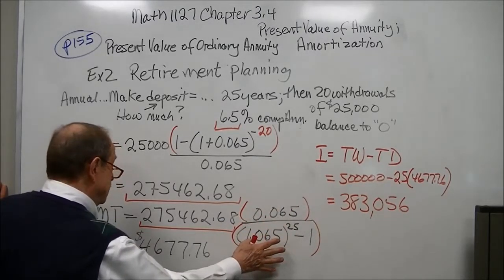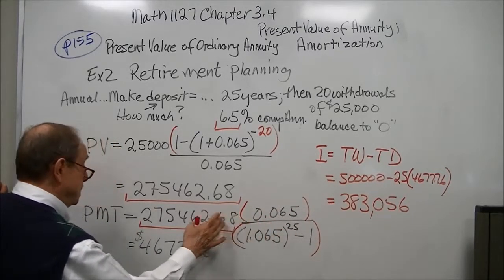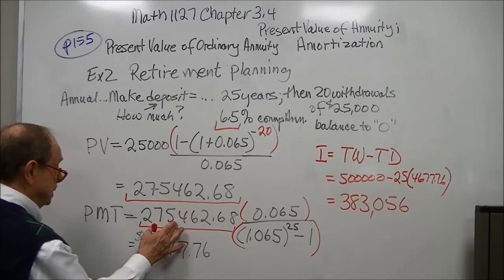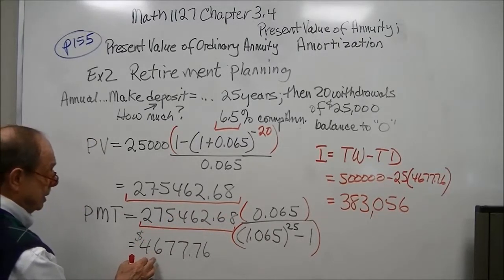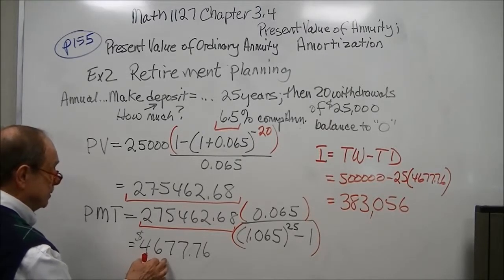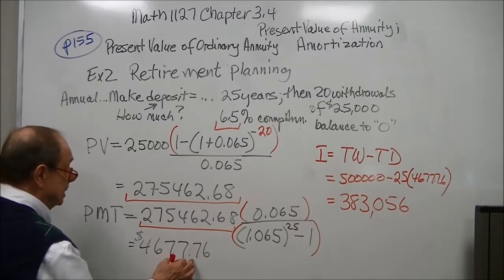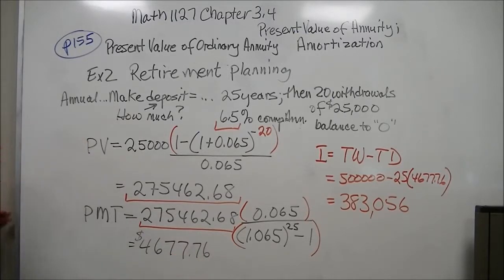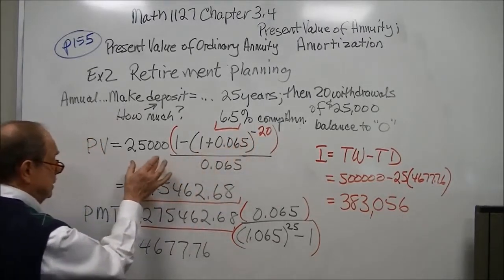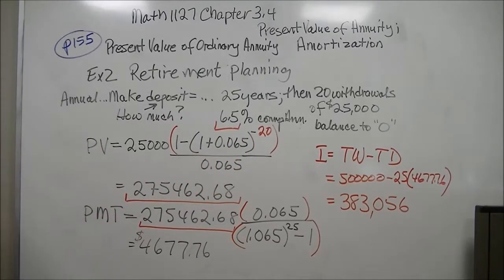Put this in your calculator carefully. Multiply it by this, and you end up with $4,677.76 per year is what you need to put in for 25 years. And then later, for 20 years, you can take out your $25,000 a year. Then there's nothing left. Now, how much interest would this be?